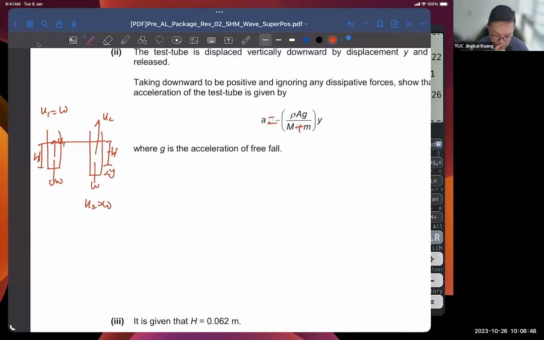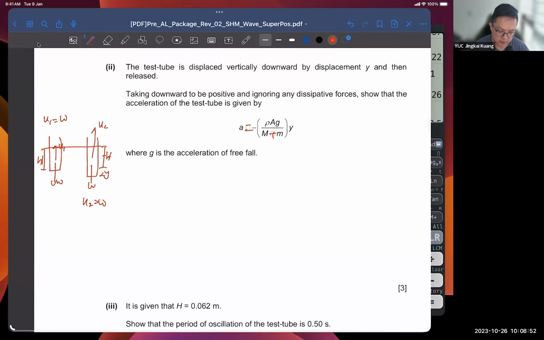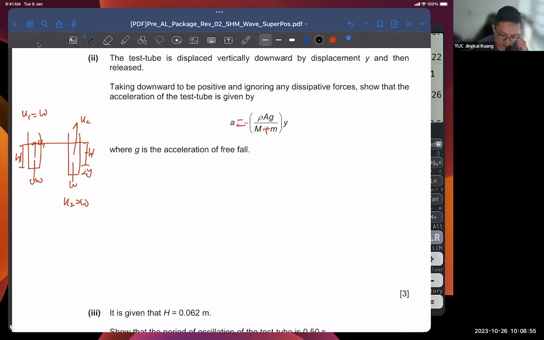Here, you write the equation first. You want to find acceleration, so let's solve the equation. We always start off from net force, F net equals ma. For F net here, U2 minus W equals M plus m times a. I know that U1 equals W, so I can go on to substitute: U2 minus U1 equals capital M plus small m times a.